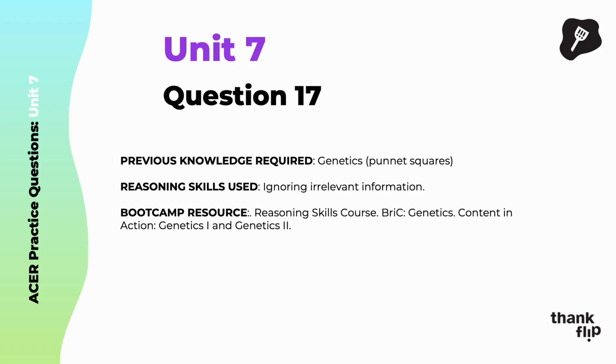And the reasoning skills that you had to use were, first of all, ignoring irrelevant information, but also picking out important information. So looking at the diagrams and seeing that the capital Y and capital B meant green, the lowercase y and capital B meant blue, and then inferring that with only a capital yellow, you'll probably have yellow, and with only lowercase for both, you would have white. So just a little bit of inference there as well. So the bootcamp resources here are the same as before: reasoning skills course and the bridging course on genetics, as well as the 2 content in actions for genetics.